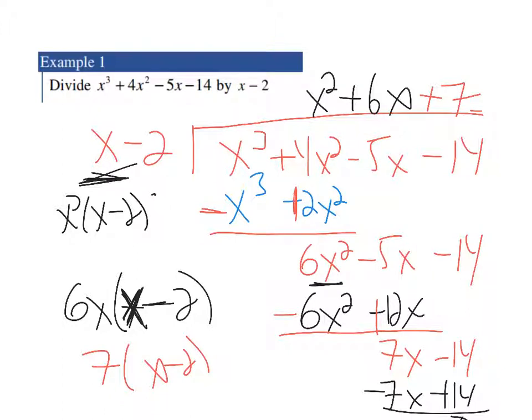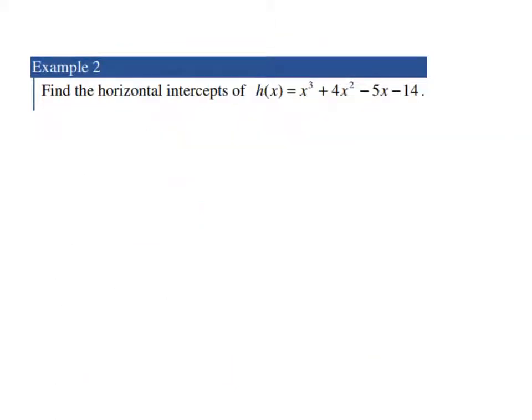So I get x squared plus 6x plus 7 with a remainder of 0. This will be important in a couple of minutes. So the nice thing about having that x minus 2 have a remainder of 0, what that tells me is that this polynomial factors to x minus 2, which is what I divided by, times what was left over as a quotient.